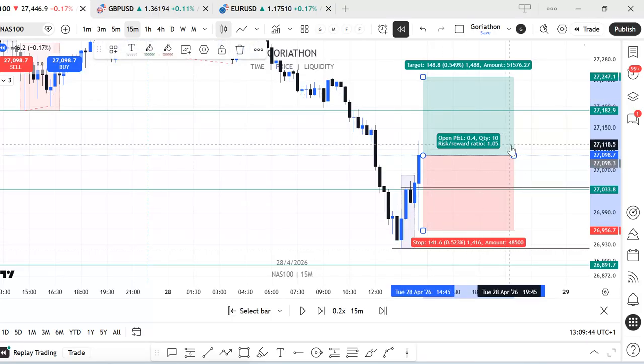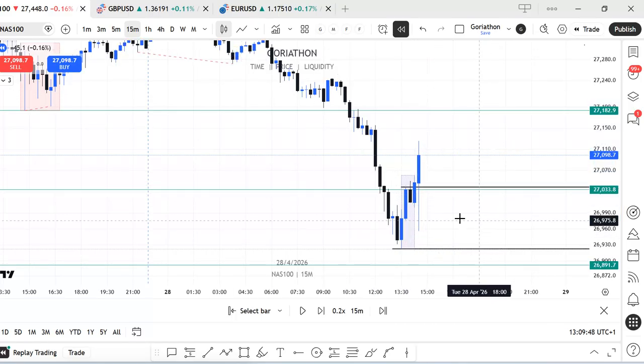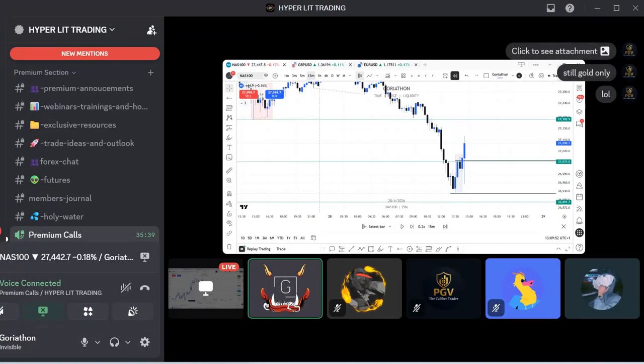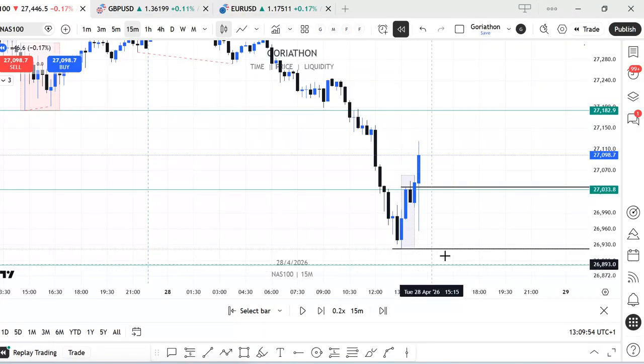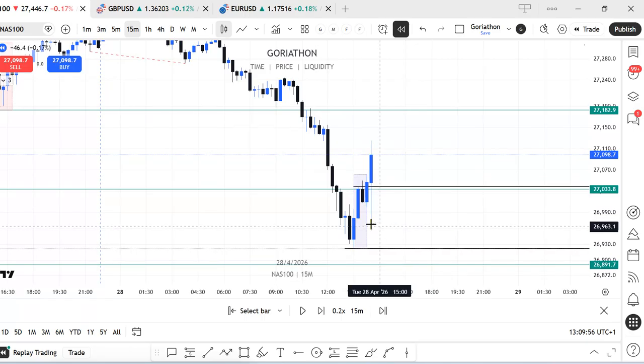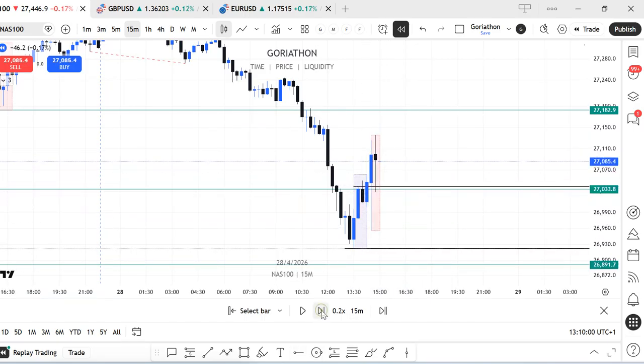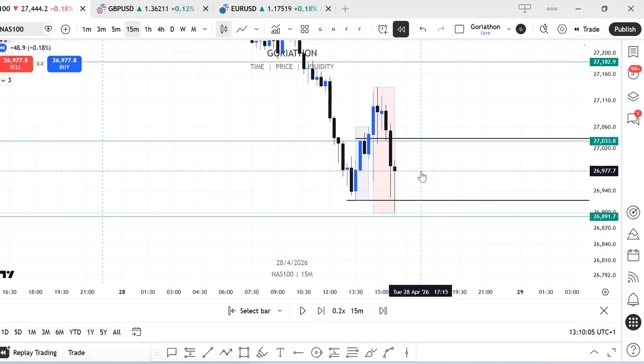I advise you guys not to do this as well, because there's no inducement or anything. It's just FOMO. If you don't find the setup today, just don't trade today, bro. Right? If you don't find the setup today, just don't trade today. So what I do is just basically wait for it, and then you could see this move happen now.